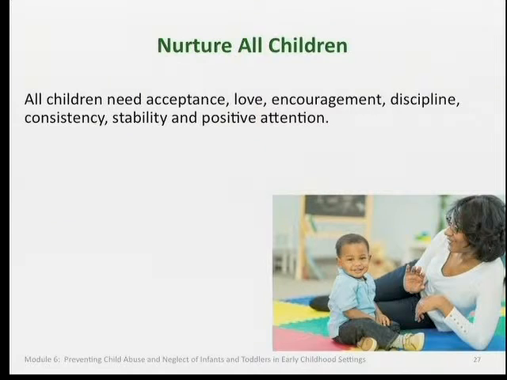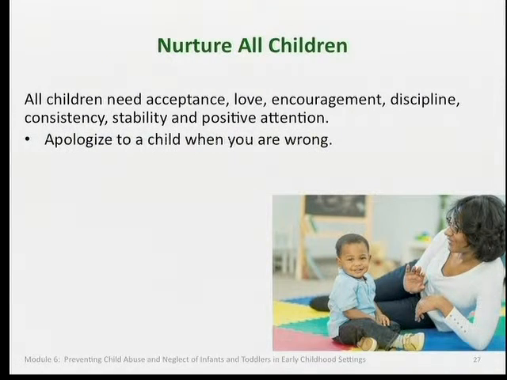All children need acceptance, love, encouragement, discipline, consistency, stability, and positive attention from both parents and caregivers. Here are some ways you can promote optimal social and emotional development. Apologize to a child when you are wrong. If you lose your temper and say something in anger that wasn't meant to be said, apologize. Children need to know that adults can admit when they are wrong.